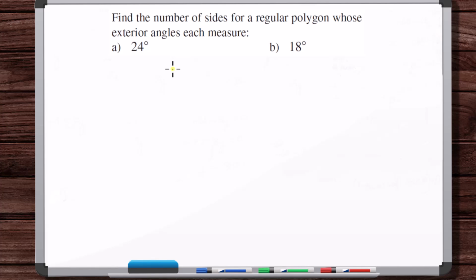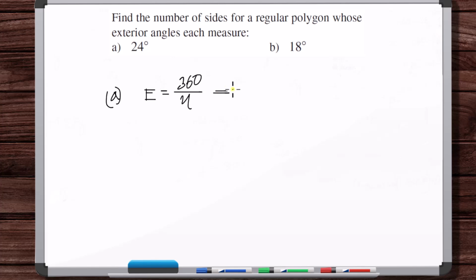Okay, here we want to find the number of sides for a regular polygon whose exterior angles each measure what's given. So in this case, the exterior angles of this regular polygon are going to be 360 divided by n, because they always sum to 360 no matter what, but they're all equal in this case, so you just divide by the number of angles, which is the number of sides.